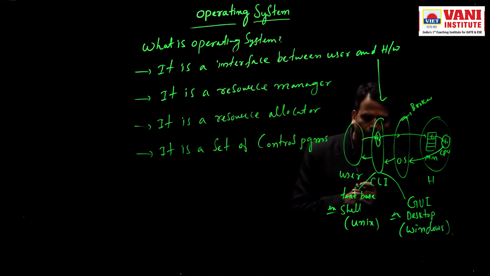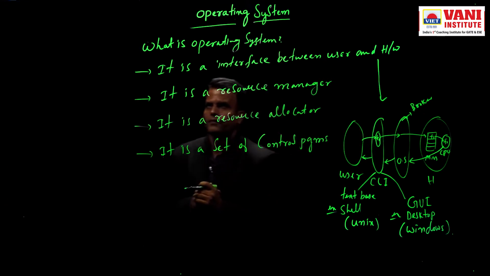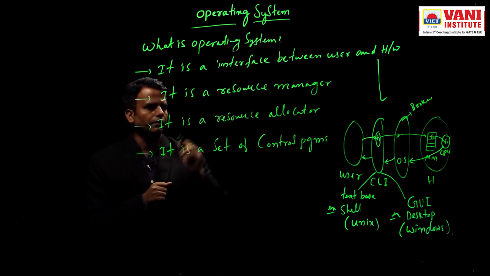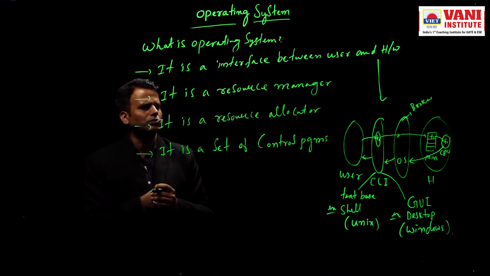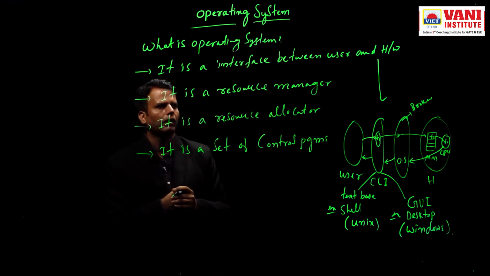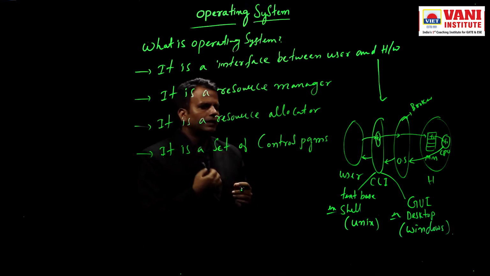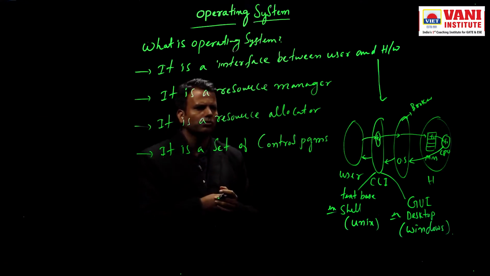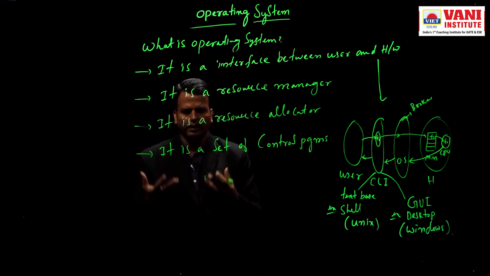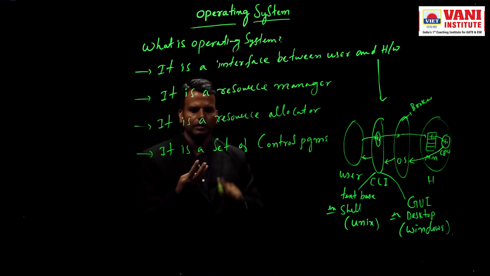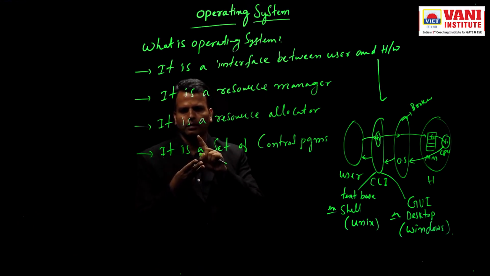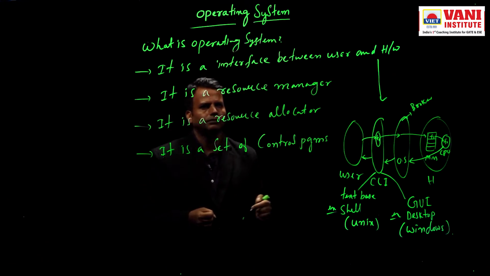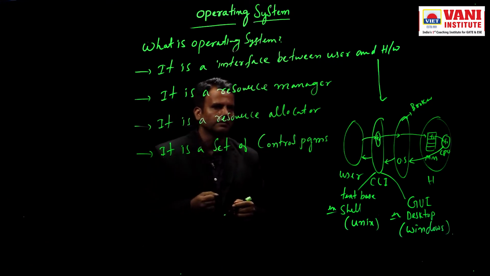Think about this one. Okay, so now the next definition which we will deal with is resource manager. What is the meaning of resource manager? Let's see. Like CPU is one resource, memory is one resource, hard disk is one resource. Generally in operating system, in our content, we are dealing with only three things: CPU, memory, hard disk. Okay, how are we managing these resources? Let's see.